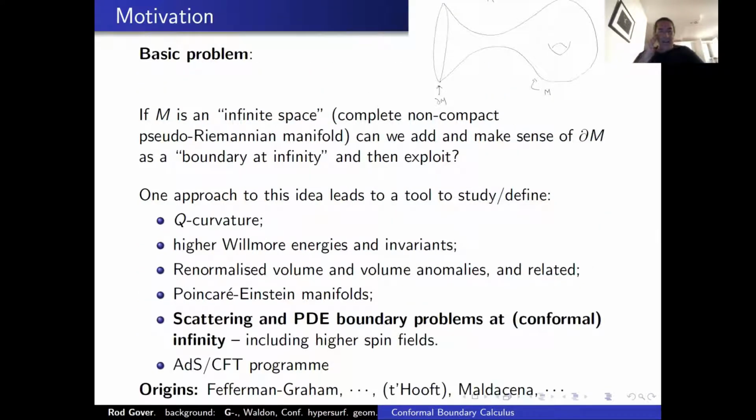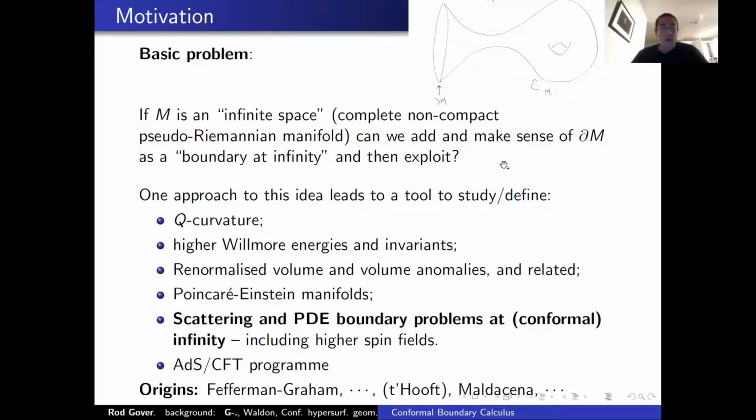Okay, so let's get to the start. And do let me know if you can't hear well or anything, because I'm having trouble hearing your end, but I think it's okay the other way. Okay, so up here I've got a picture. I hope it's clear from there, but this M here is supposed to be perhaps some sort of infinite space, like a complete non-compact pseudo-Riemannian manifold. So one of the questions that comes up has to do with compactification, namely, can we add some sort of boundary to this infinite manifold as a boundary at infinity and then exploit that? And of course, as most of you will know, the answer is yes in many cases.